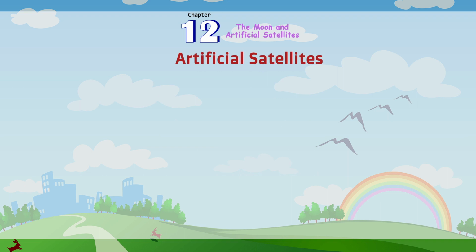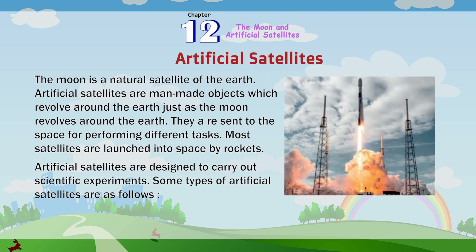Artificial satellites. The moon is a natural satellite of the Earth. Artificial satellites are man-made objects which revolve around the Earth just as the moon revolves around the Earth. They are sent to space for performing different tasks. Most satellites are launched into space by rockets. Artificial satellites are designed to carry out scientific experiments.